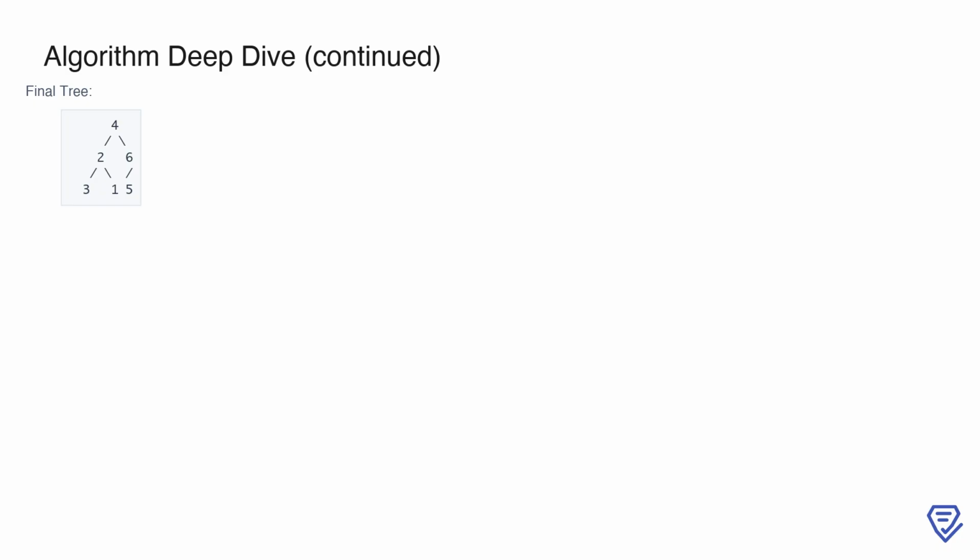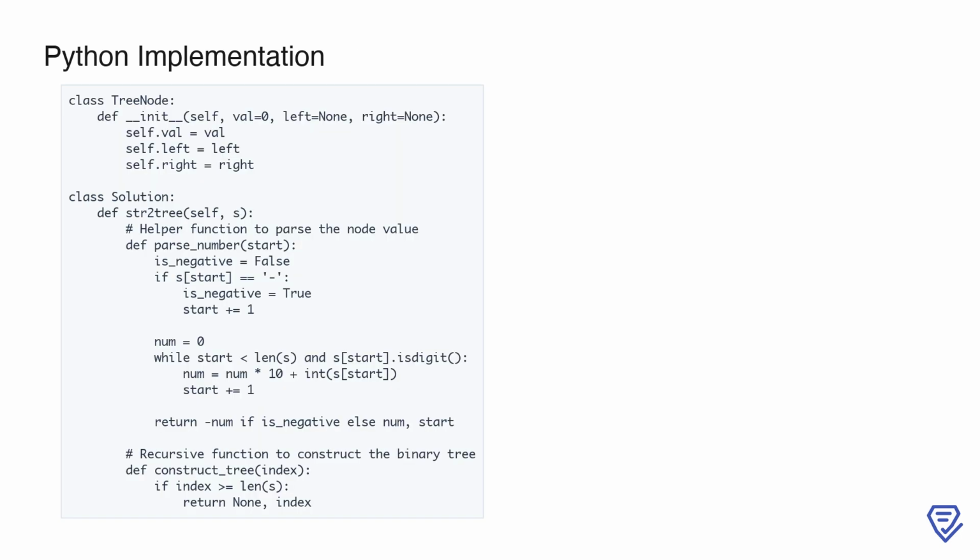tree from the input. Here, we begin by defining a treenode class to represent each node in the binary tree. Each treenode has 3 properties: val for the value of the node, and left and right to reference its left and right child nodes, respectively. Next, we define the main solution class, which contains the str2tree method. This method will take a string input s and construct the corresponding binary tree.